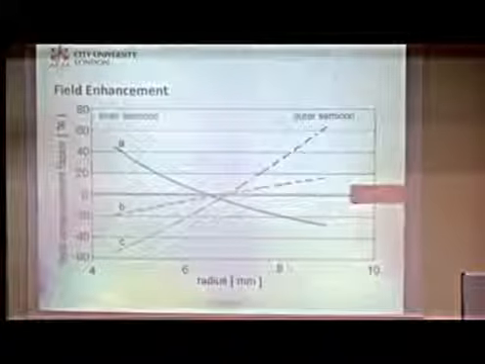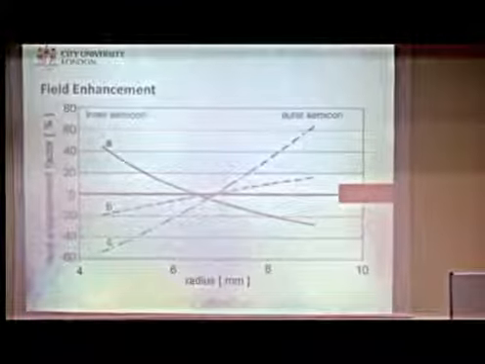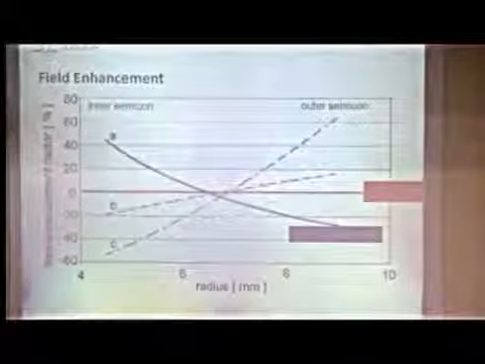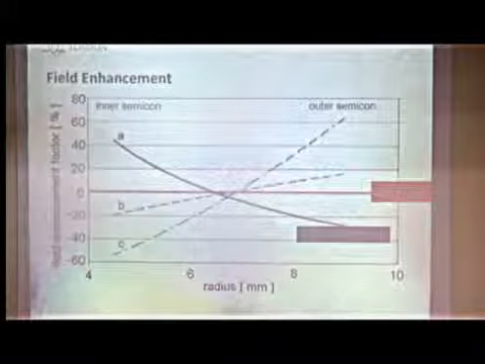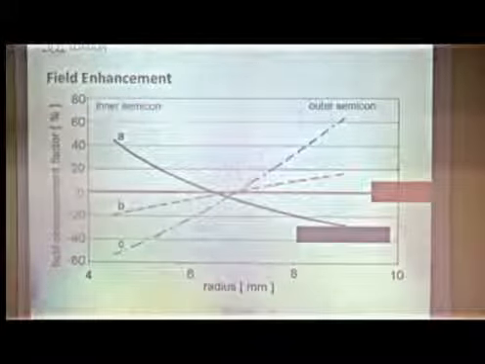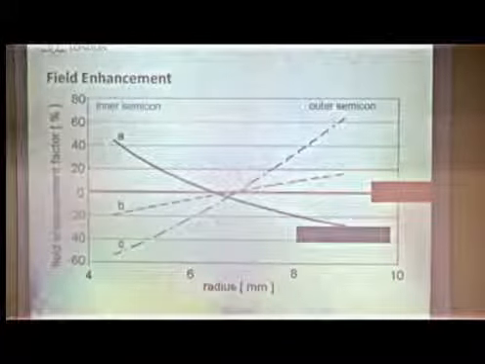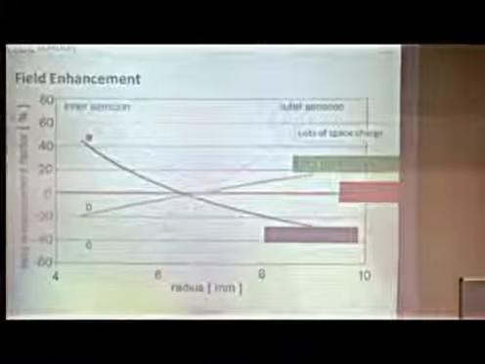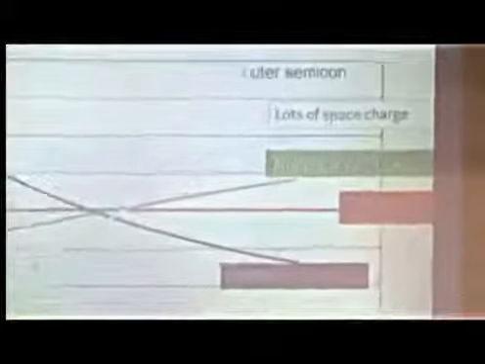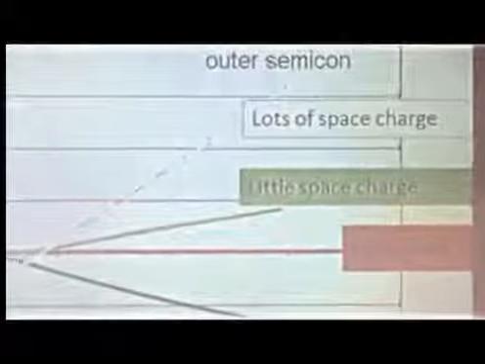I don't know if I want to go through this, but it's difficult to see here anyway. In a cable without any space charge, we might expect the field enhancement to look something like that. Whereas with a little or a lot of space charge, you can see that the field distribution is quite different.